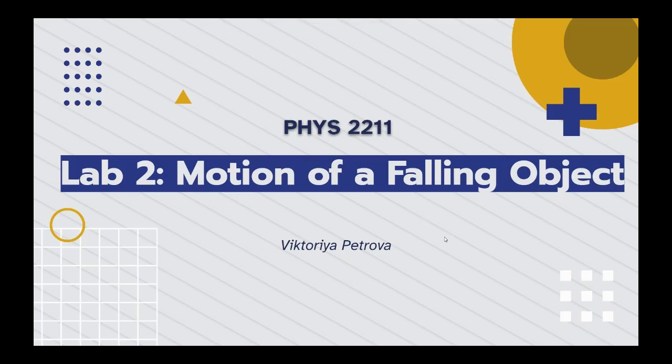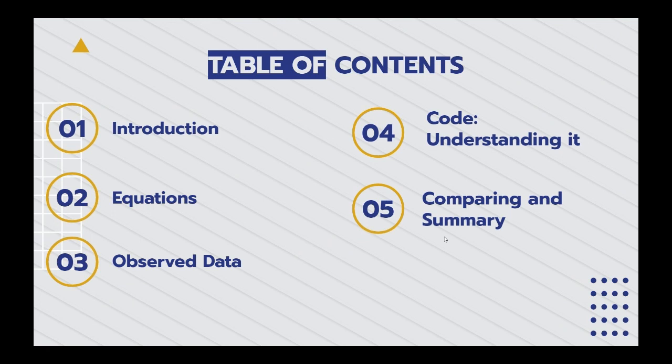So I will be talking about Lab 2. First of all, let's introduce the table of contents. Obviously I'm going to introduce the lab and its purpose, and we're going to talk about the equations that we're going to use in this lab, and then our observed data. Then we're going to be talking about the code and exactly what's used to compute our desired data, how the code is used. And then we're going to be talking about questions, what ifs, comparing graphs, and our summary.